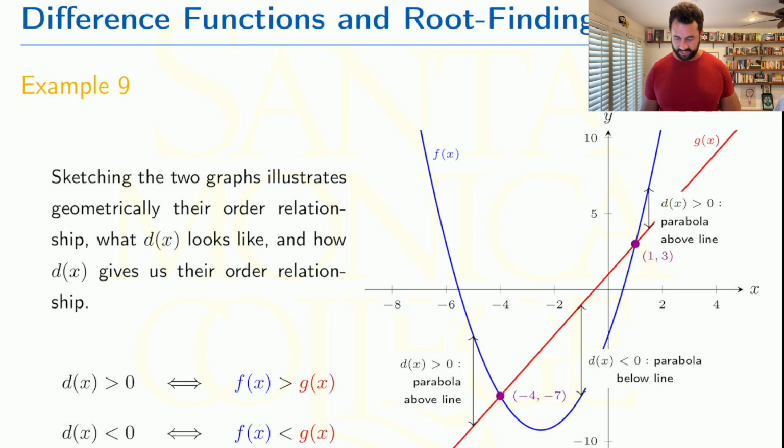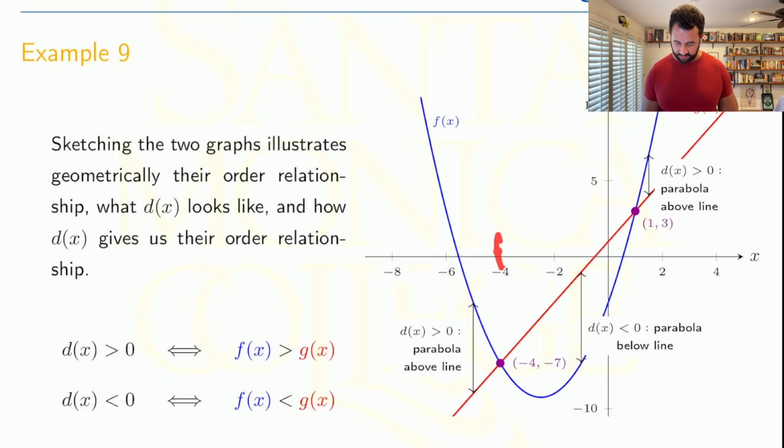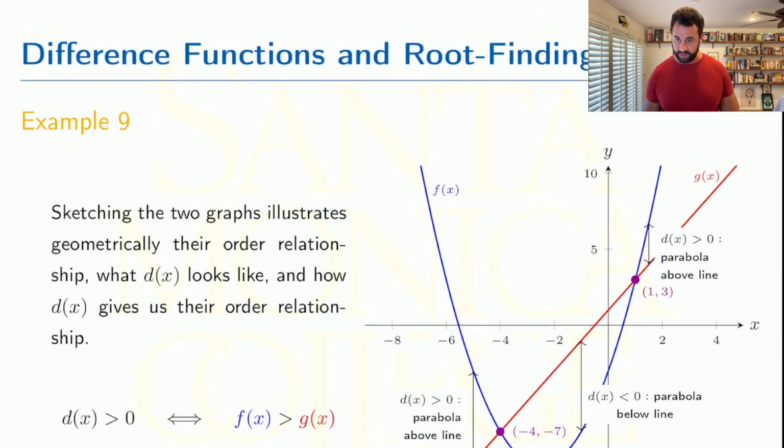And what we found was, remember on this interval, so basically everywhere from -4 this way, the graph of f was above the graph of g. And that's exactly what we're seeing. And that's because the difference function is positive, right? The difference between these two values is positive on that interval. So that means f is above g, just like that. Then we had the same result way over here. The difference between these values is positive. So that means f is above g, right? D of x is positive, so the parabola is above the line.